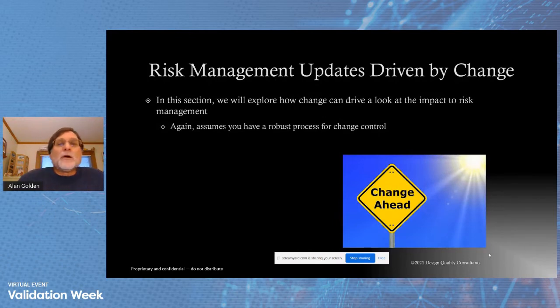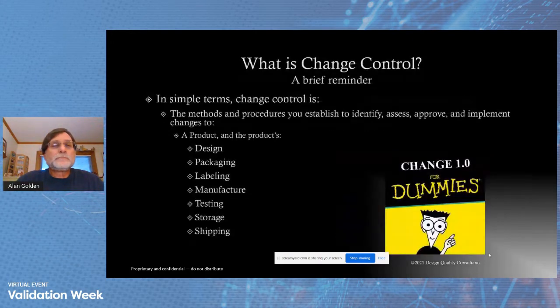All right. We're going to talk now about how we will explore how changes can drive a look at the impact to risk management. And again, you've got a process for change control. Now, from a change control procedure process, it can be paper, it can be electronic, carrier pigeon. It really doesn't matter. As long as you have a process, you can find what you're looking for and you've got everything written down. Remember, if you didn't document it, you didn't do it.